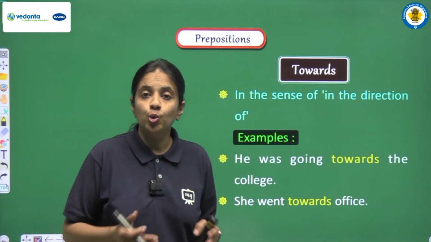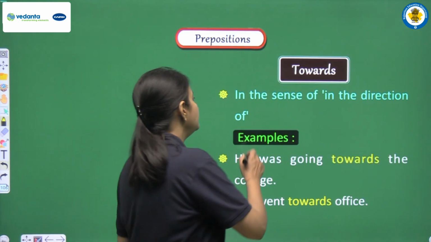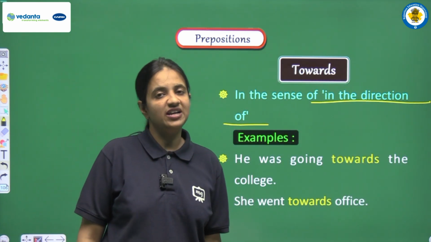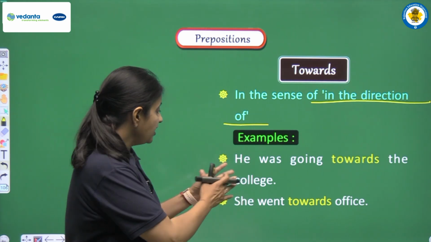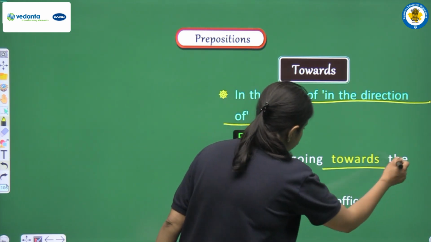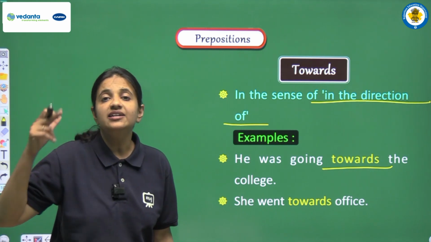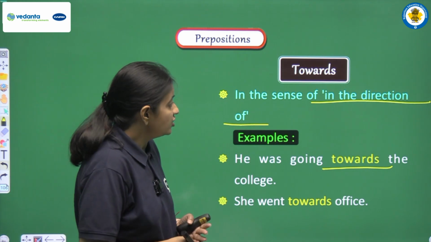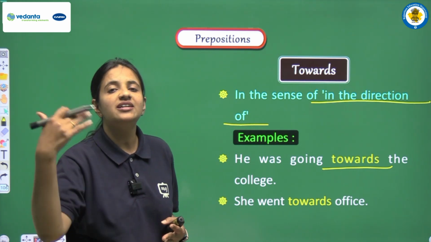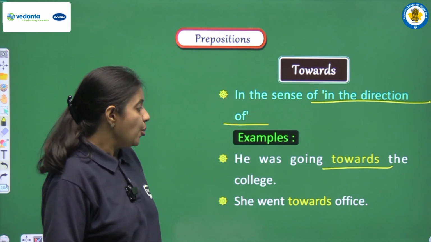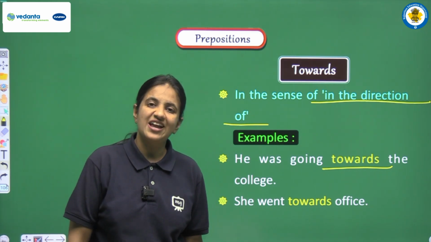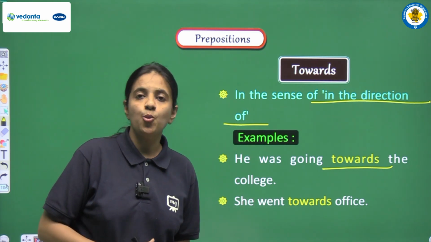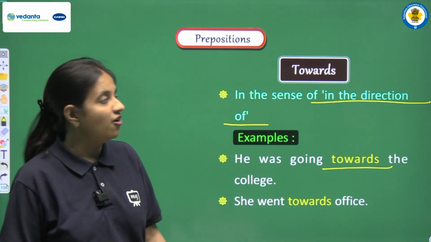Now let's talk about towards. Let's see. In the sense of in the direction of. So if we are having towards in a sentence, with the help of towards we can show in the direction of. Like we are having here, he was going towards the college, or we can say he was going in the direction of college. Okay, so yes, towards shows some kind of movement, and we can show that this movement was in the direction of. Next is she went towards office. Again we are trying to show the movement, right? And we are saying that she went towards office, or we can say she went in the direction of office.